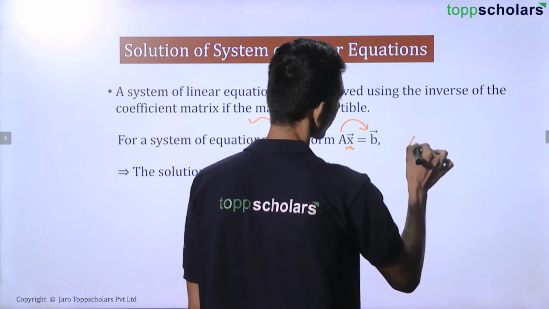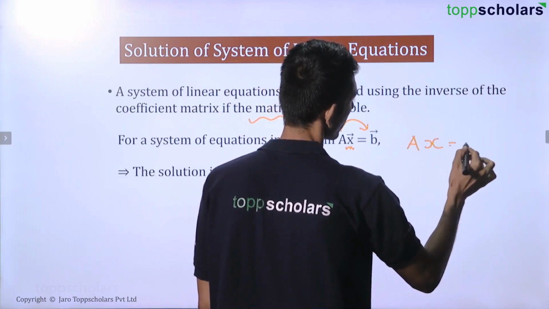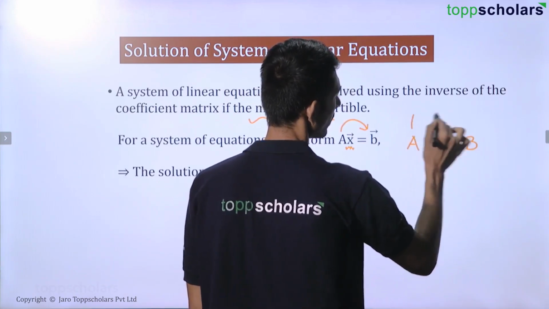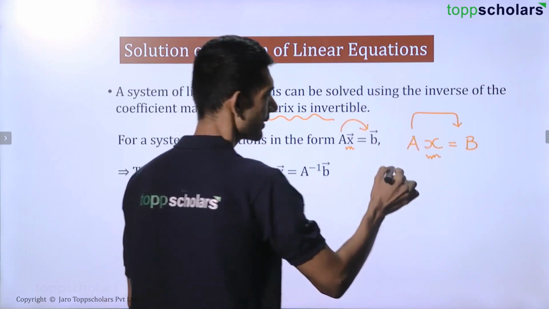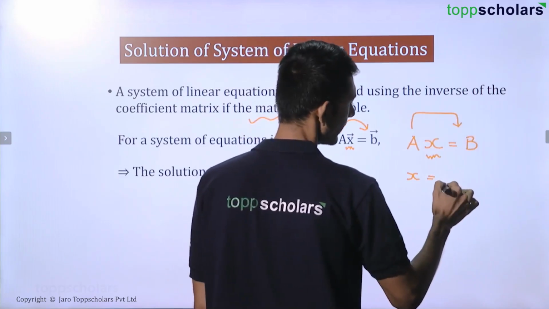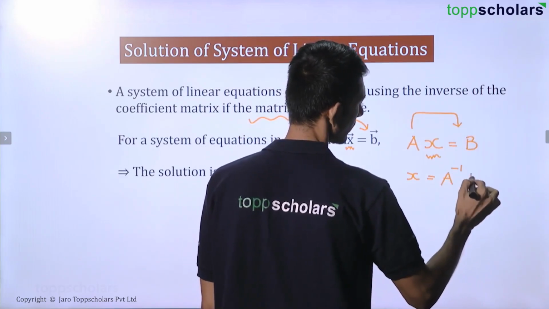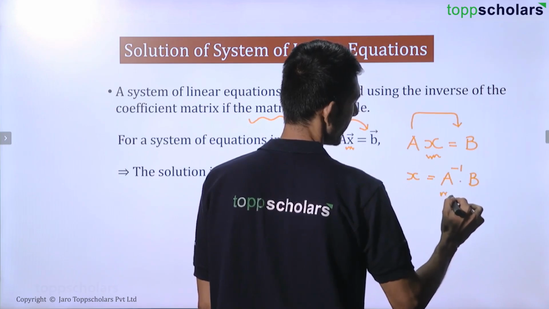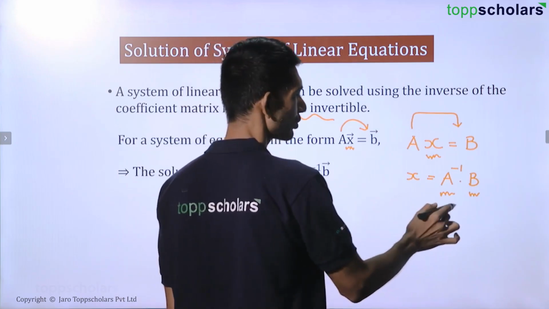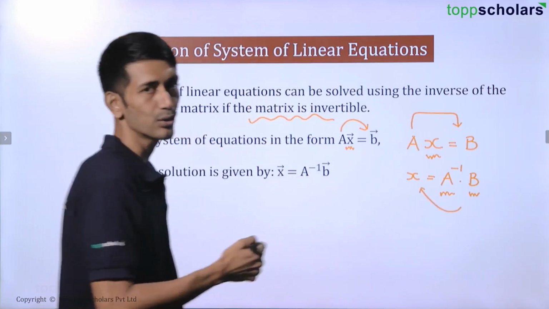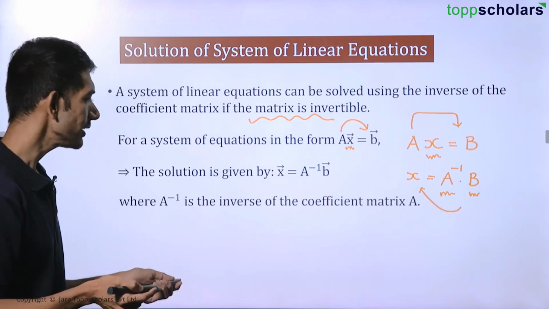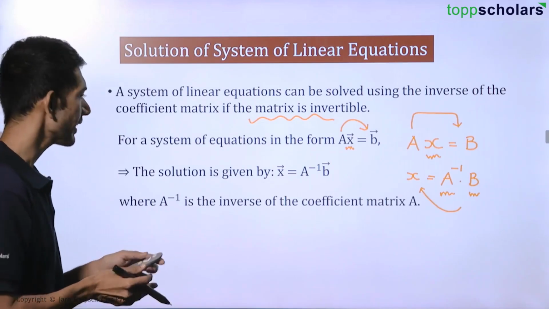See, we have Ax equal to b, and if I want to find out x, which is the unknown, I can transpose A to the other side. So x is how? A goes on the other side. That means you find out the inverse. You already have b. Multiply both of them. You get the unknown. We will see that with the help of the example as well. So where A inverse is the inverse of the coefficient matrix A.